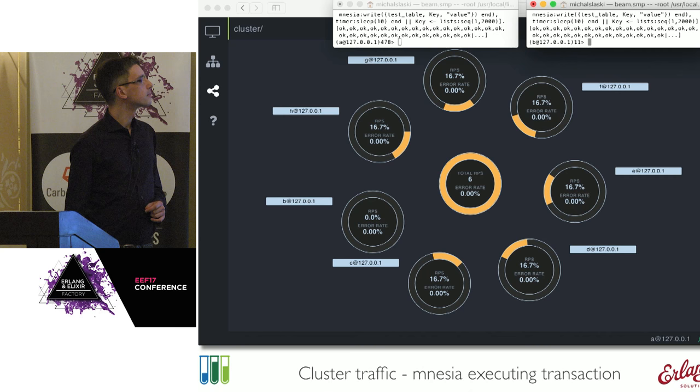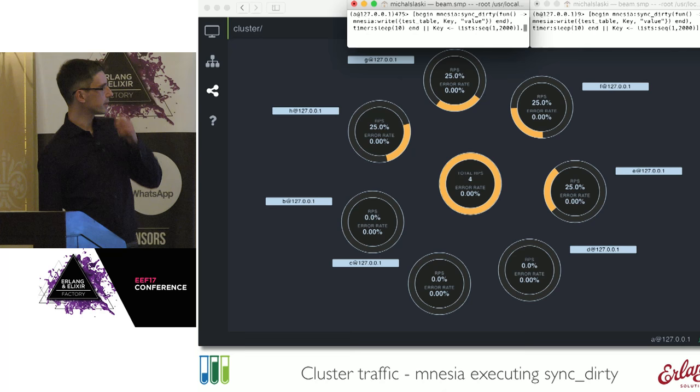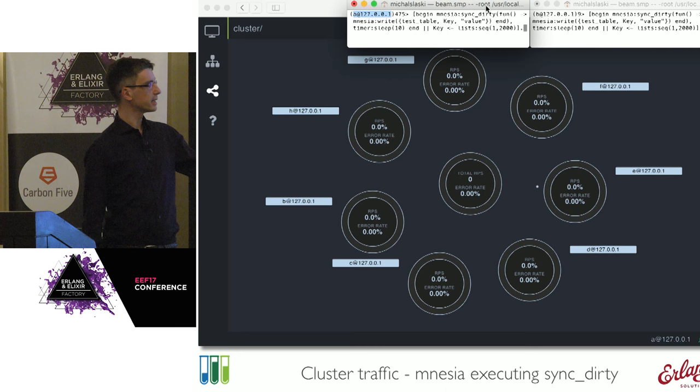But this is just transaction. We can now also see other animations. This one will show us how sync dirty behaves. So now let's have a look. Again, the same idea. We will be executing 2,000 sync dirty operations from node A and from node B, and we will see what happens.